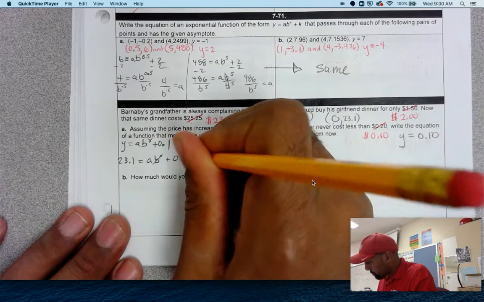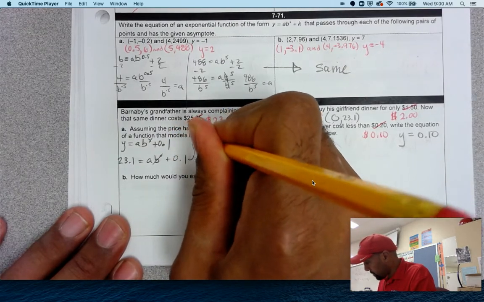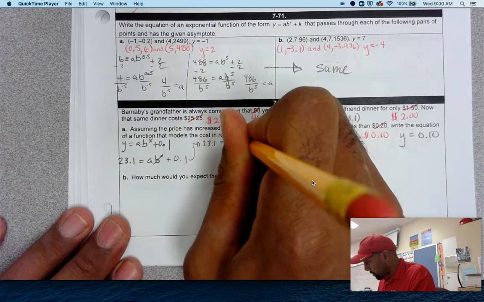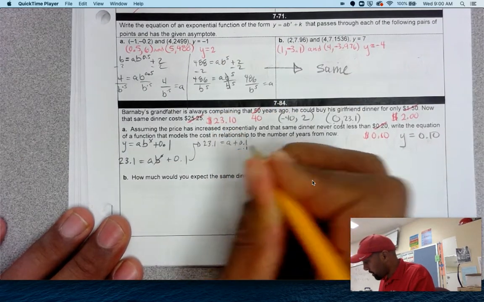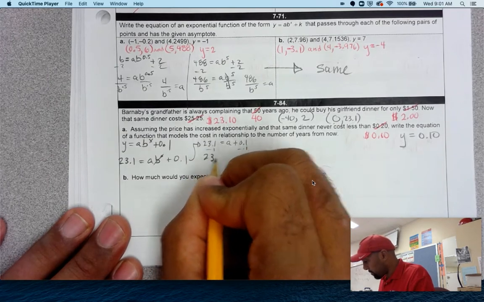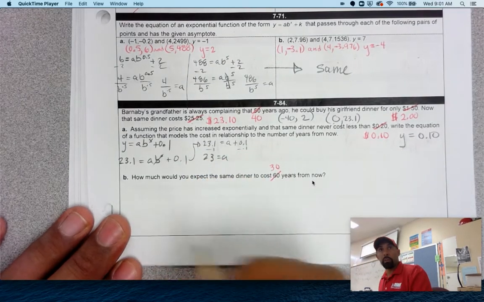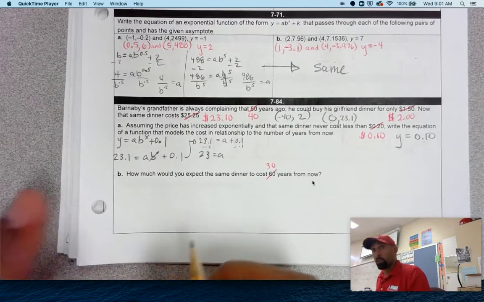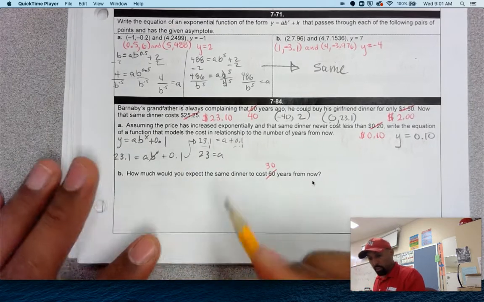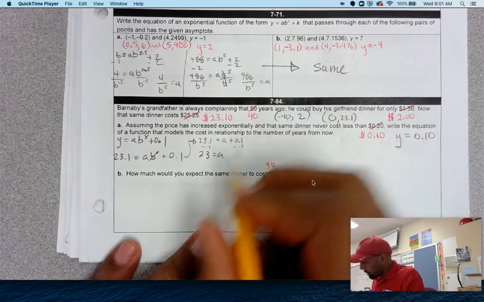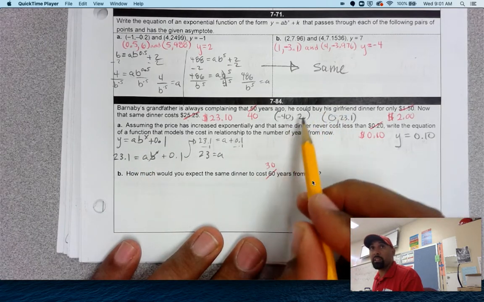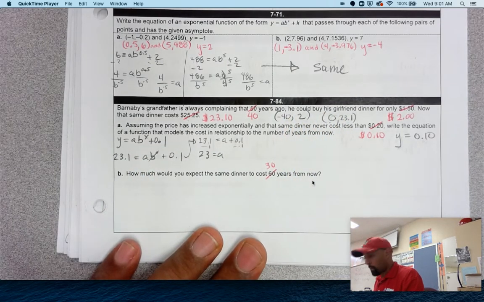So now I have 23.1 equals a plus 0.1. Now I just subtract the 0.1 from both sides, and 23.1 minus 0.1 is 23. So the a value is equal to 23. Okay, so we got a. Now we just need to find b. To find b, we'll plug the a into the equation. Since I already used this point, I have to use the other point to solve for the b value.